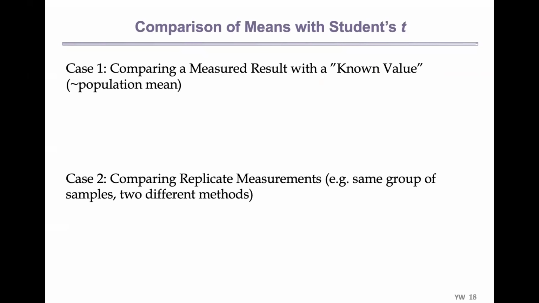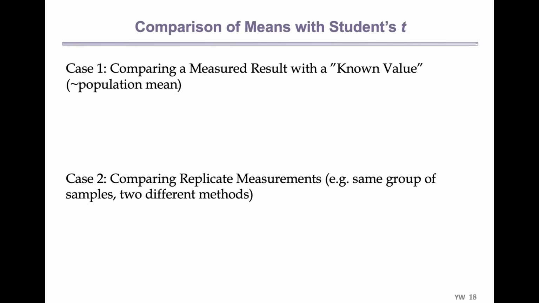Case 1 is you compare a measured value with the known value, or you can think of it as a population mean. So for example, in the quant lab, we make some unknown sample for you to measure the concentration of a specific species. From our point of view, we have the known value of the sample. When we are making, for example, a calcium carbonate sample, we weigh the mass of the sample, so we know how much calcium is present in the solution when we give it to you.